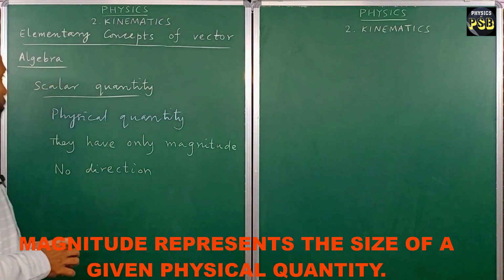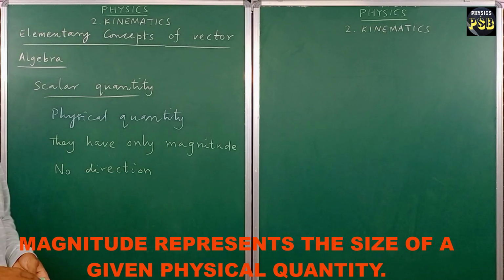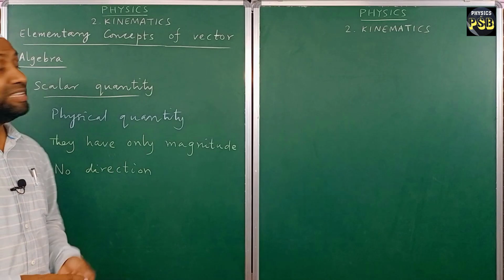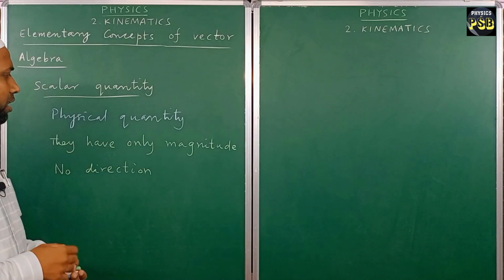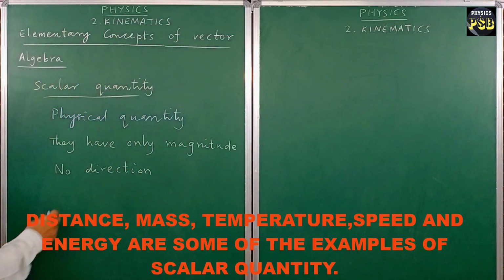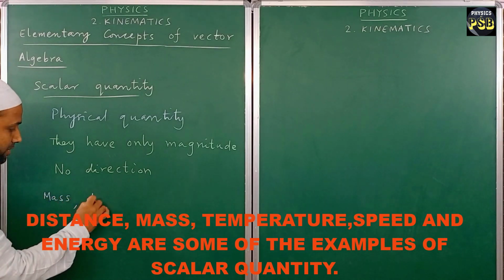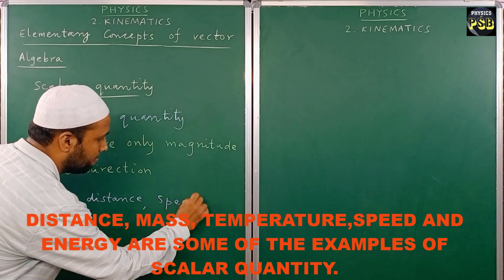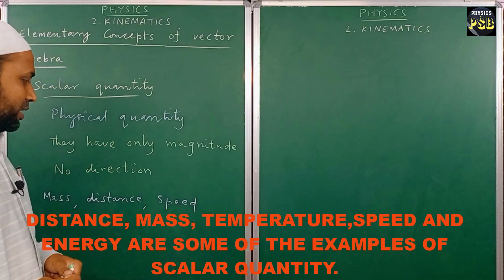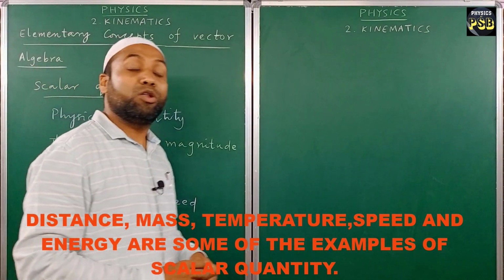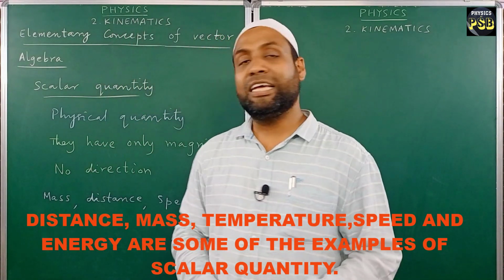Then let's go ahead. Let me tell you about a vector quantity. Now, before going ahead, let me give a few examples of scalar quantity. We come across different physical quantities like mass, distance, speed. These quantities have got only magnitude and no direction, so they are referred to as scalar quantities.